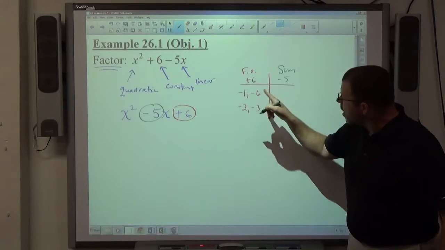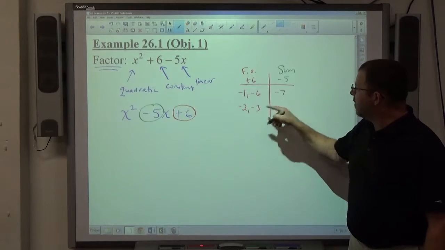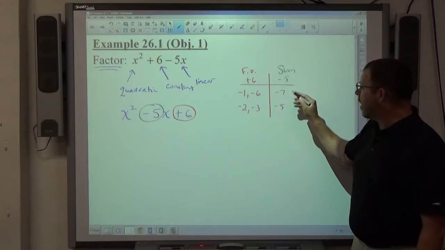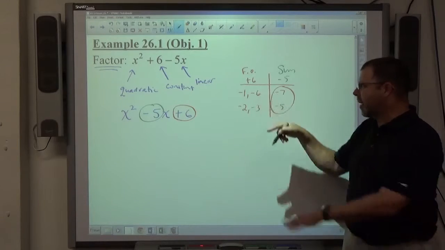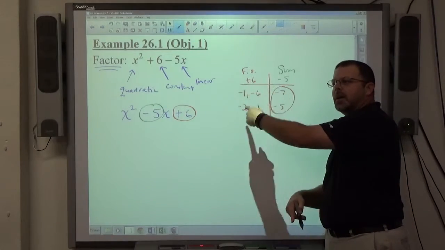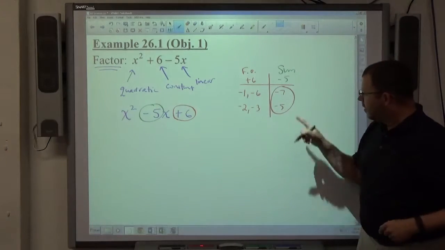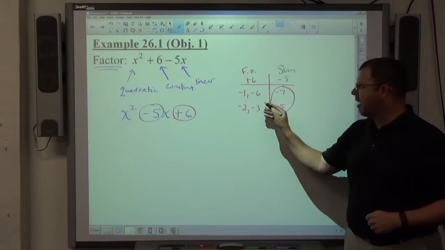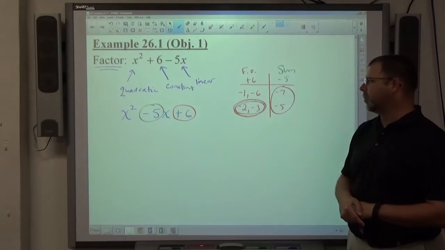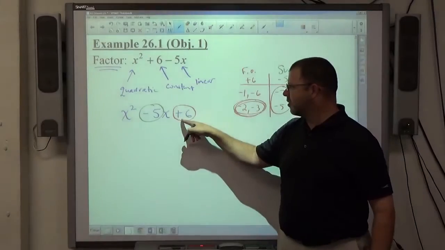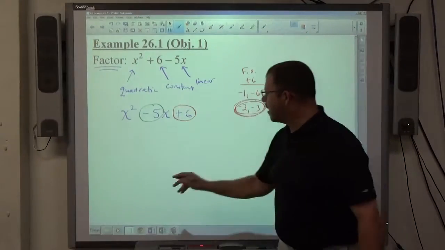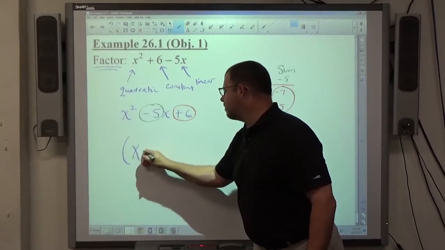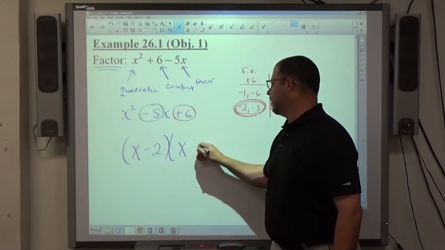All right? Negative 1 and negative 6 is negative 7. Negative 2 and negative 3 is negative 5. Right here, I'm adding them up. Whatever I get in my list, I've already made the product happen. Now I'm just adding up my pairs. Which one did I want? Negative 5. So this is my right pair of numbers here. Negative 2 and negative 3 is the magic pair that makes this product, makes that sum, which means my factored form is going to be x minus 2, x minus 3.